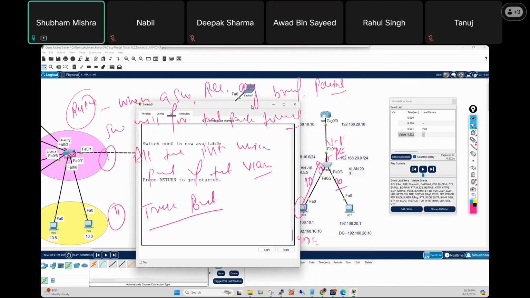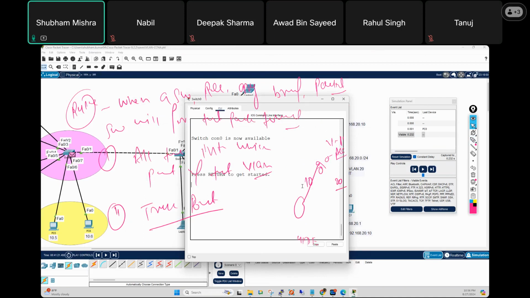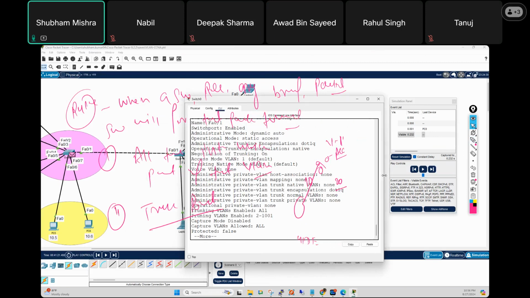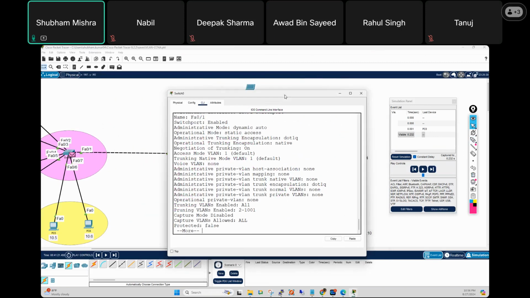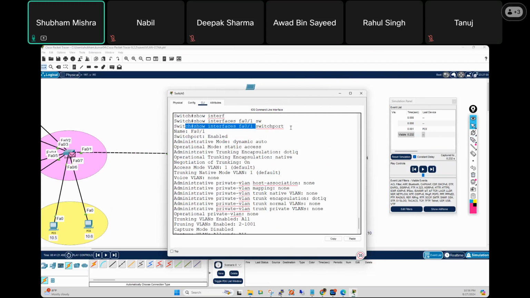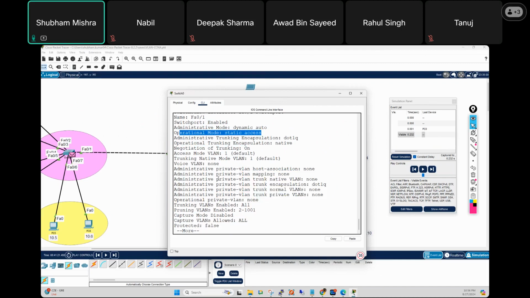What is the interface? Fast Ethernet 0/1. So interface fast Ethernet 0/1, and then I write switchport. Everyone, please see the command. See, what is the mode? Access. This is the access port. Are you getting my point?